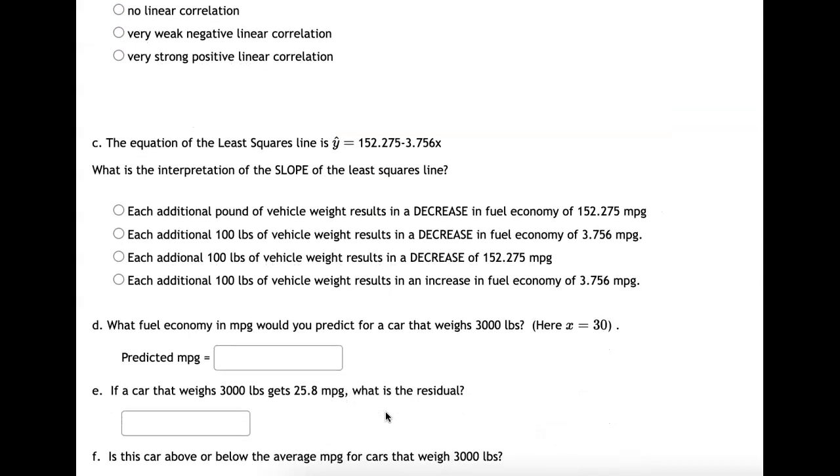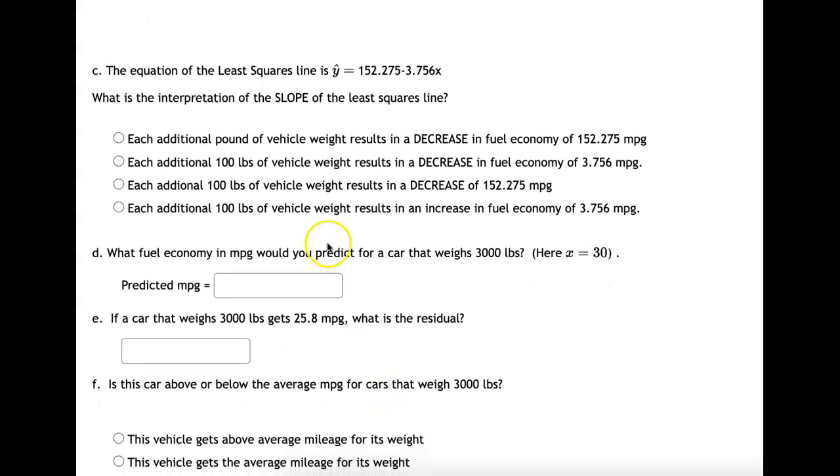And then C is really just getting at, do you know how to interpret the equation of a line? So if you remember back to other math classes, y equals mx plus b. So we want to look for the x. The number to the left of that is going to be our slope. That's our m.